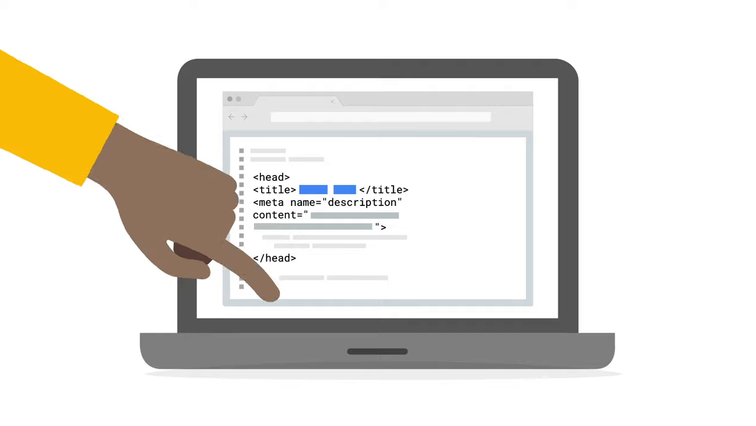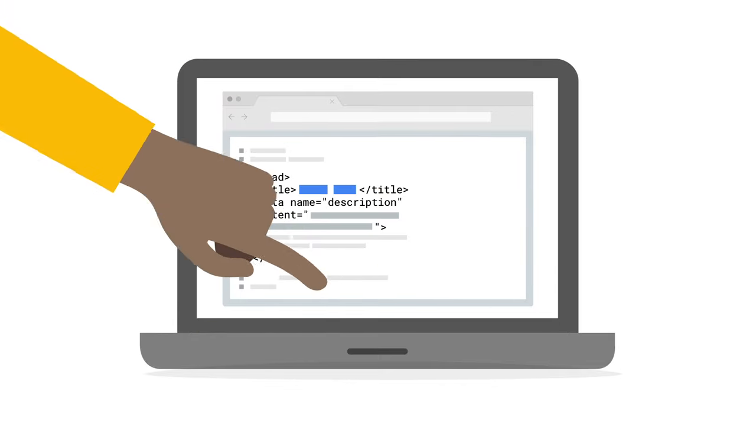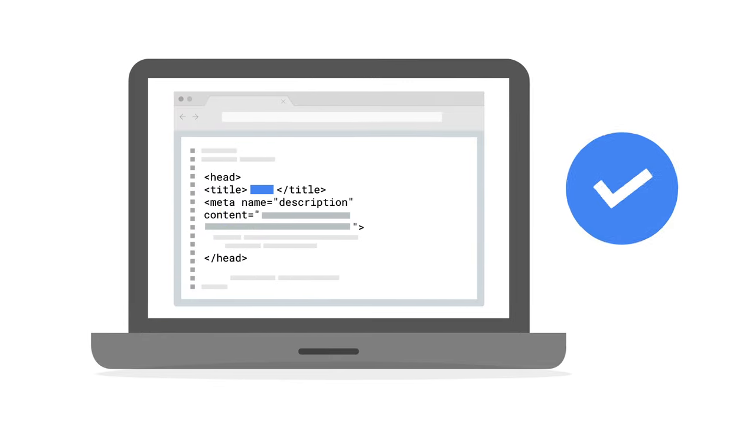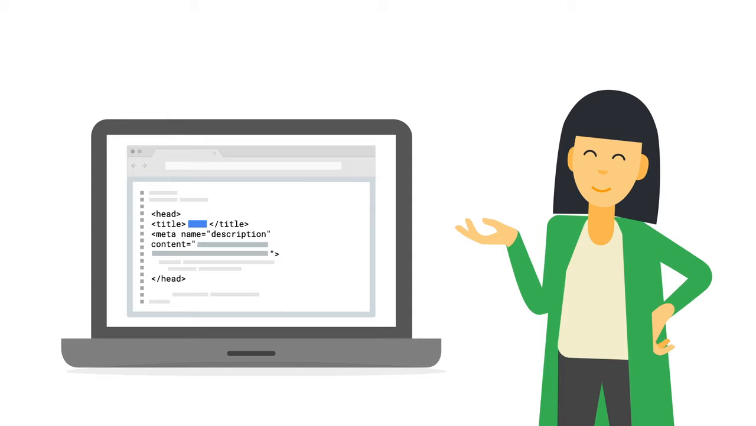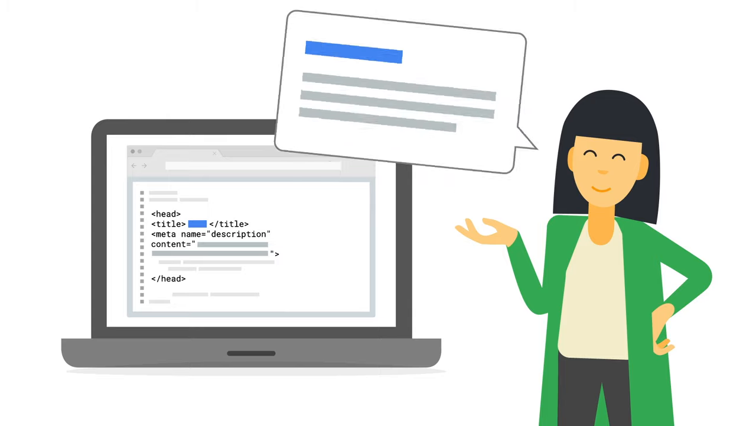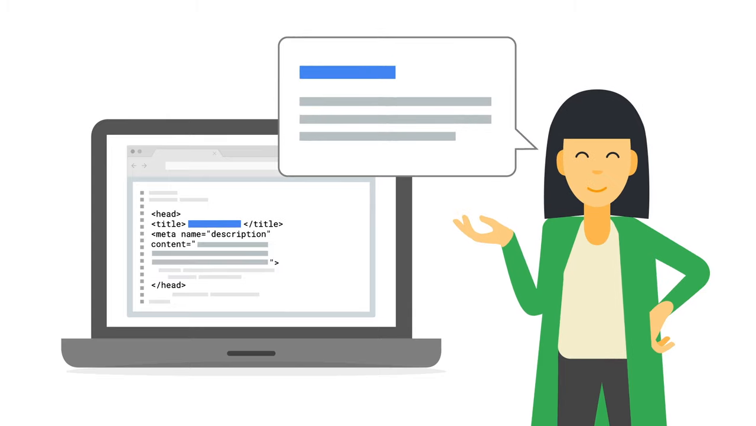If you had contracted someone to build your website for you, they should be able to change your titles and meta tag descriptions on their end easily. Remember, the person who understands your business and marketing strategy best should be the one providing the title and description.